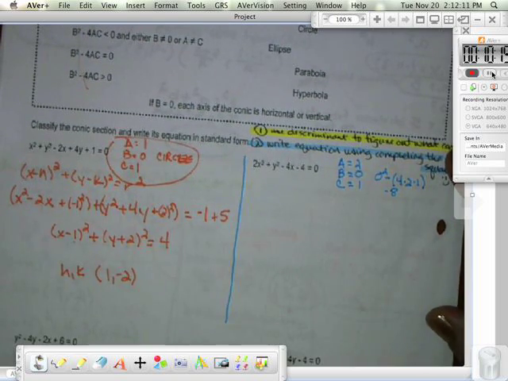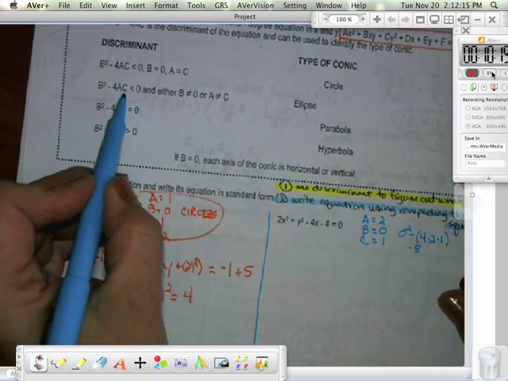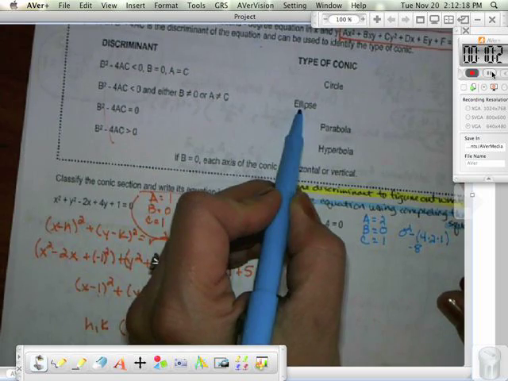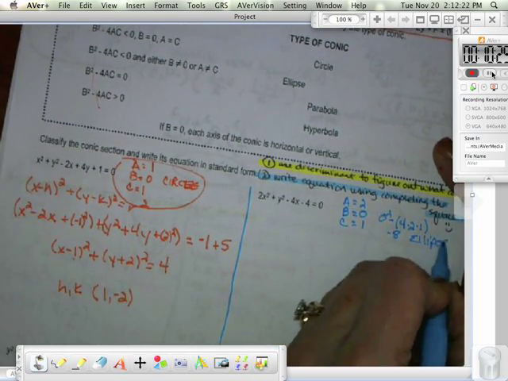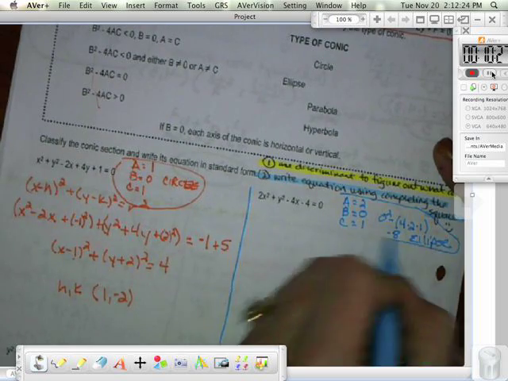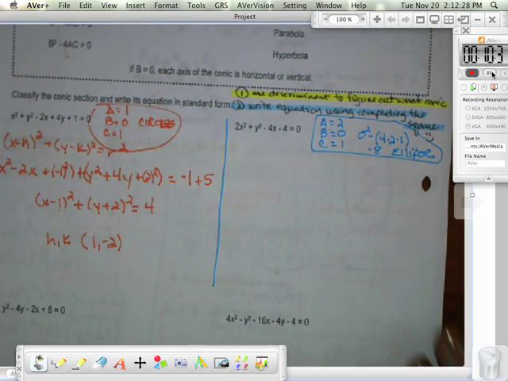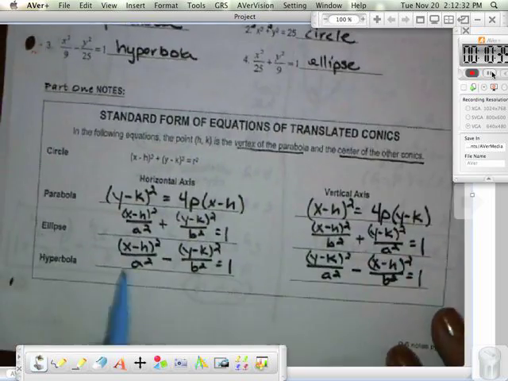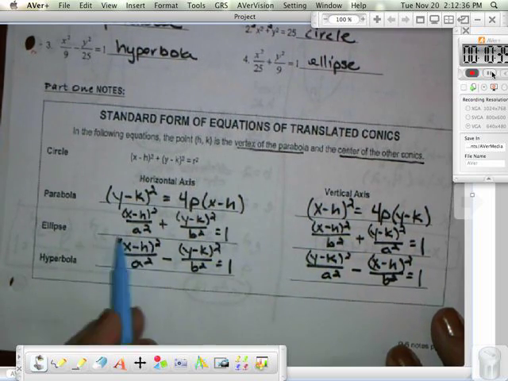And if I go up here, it says right here, if B squared minus 4AC is less than 0, then you're working with an ellipse. So I know I'm working with an ellipse. That's using the discriminant right there. Okay, so the general form of an ellipse looks like this or like this, depending on what number is bigger on the bottom. So I'm going to be working towards that.